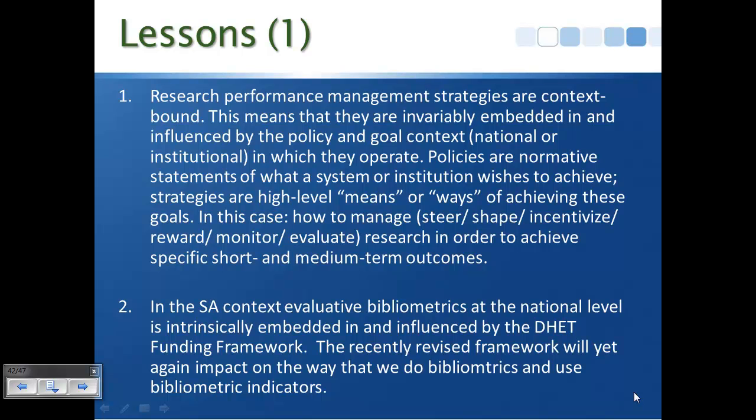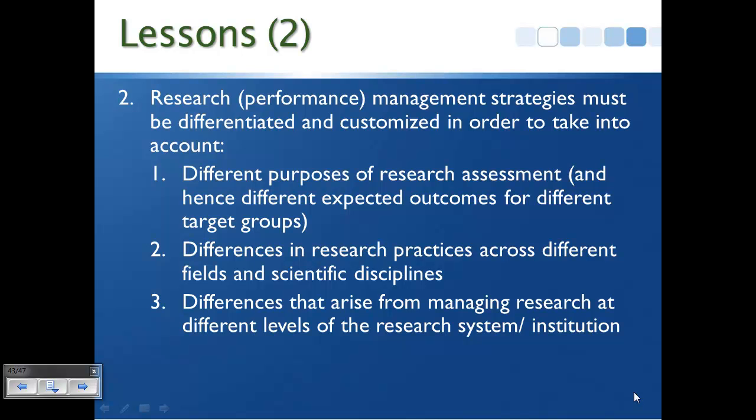And the recently revised framework, as I said earlier, is going to have huge consequences, which we are starting to understand now. Research performance strategies using bibliometrics must be differentiated. This is my story about the differences between fields and disciplines, different purposes of research assessment. You cannot set the same set of targets and rules for people in different disciplines and different universities and different faculties. And differences arise, embedded in the differences in methodology and epistemology of scientific fields.